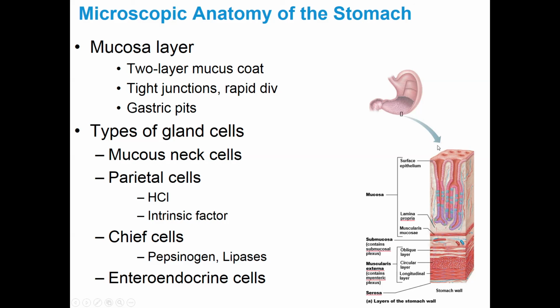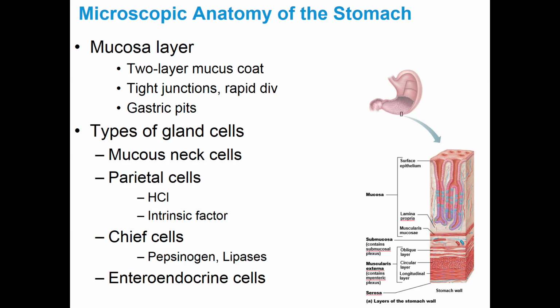So you've got that 2-layer mucus coat that helps protect the stomach itself, the epithelium of the stomach, or the mucosa. And then between the cells of this surface epithelium, you're going to have tight junctions. Remember, those tight junctions hold those cells together, and their purpose is to prevent things slipping between cells. We don't want any of that hydrochloric acid, or the enzymes that break down protein, making it out of the stomach. So the tight junctions between these cells keep those enzymes from slipping between this epithelium and into the underlying tissue.